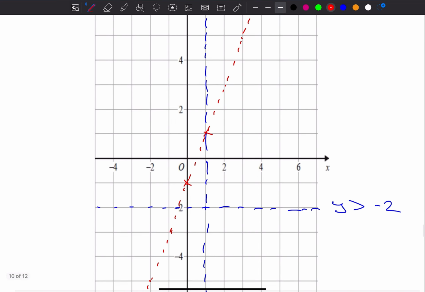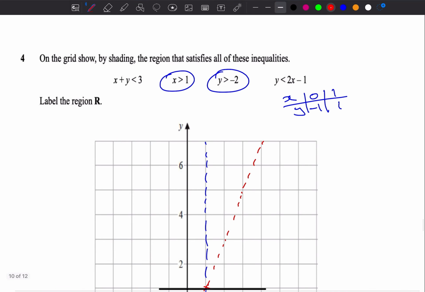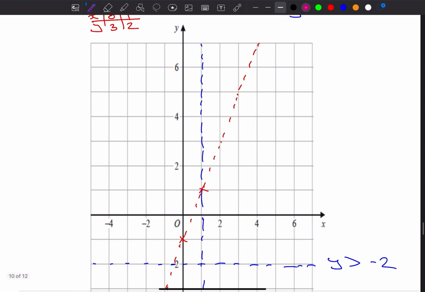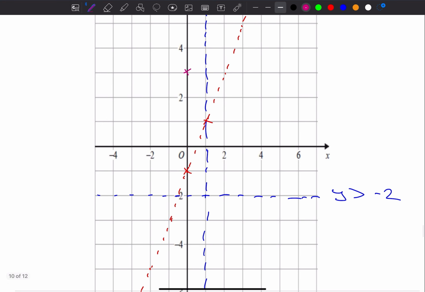Y is less than 2x minus 1. And this one makes the y the subject. Y is equal to 3 minus x. So bring the x to the other side. X is 0, x is 1. If you put 0, it's 3. If you put 1, it's 2. 0, 3, 1, 2. 0, 3. Then 1, 2.